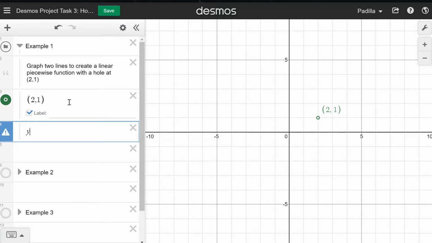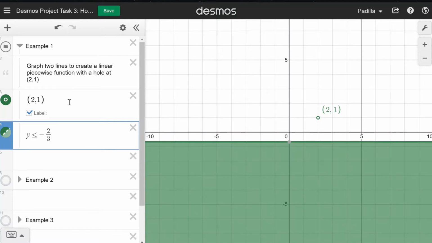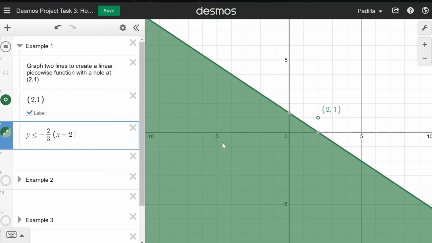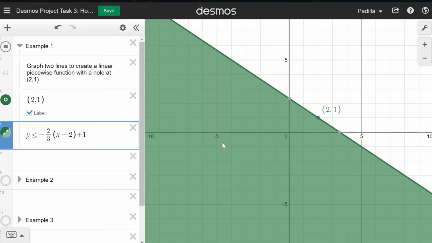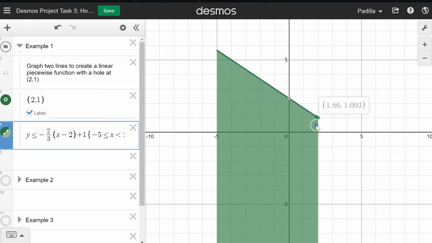Let's go with y is less than or equal to, let's go negative 2/3 x. And here's where I have to be careful and make sure I'm using this coordinate 2 and 1. So that's going to be x minus 2 and then plus 1. Now I have to make sure it stops at this point. I'll start it at negative 5 less than or equal to x is less than 2, because I want to make sure that this is an open, undefined point on this line.